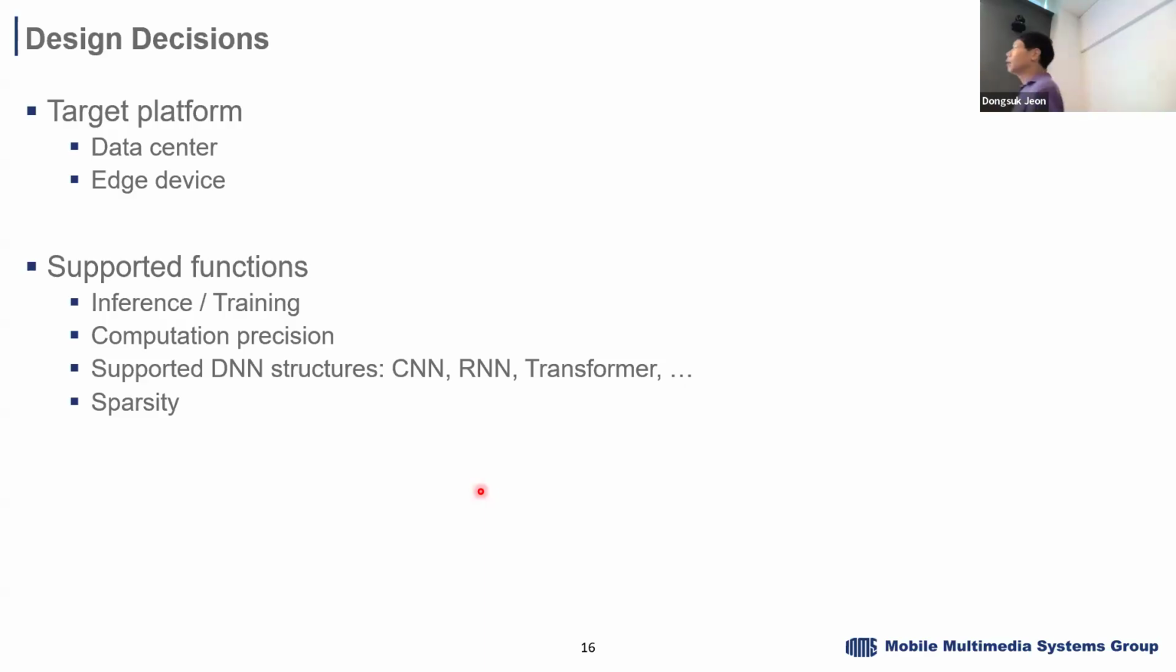Okay, then what about the remaining design decisions? One of the most important things is that you need to decide whether your chip has to support training or not. So do you want to run some training on your chip or not? It'll make a huge difference because it'll affect the decision of computation precision and supported DNN models and everything. So that's what I'm going to talk more about in the remaining talk.